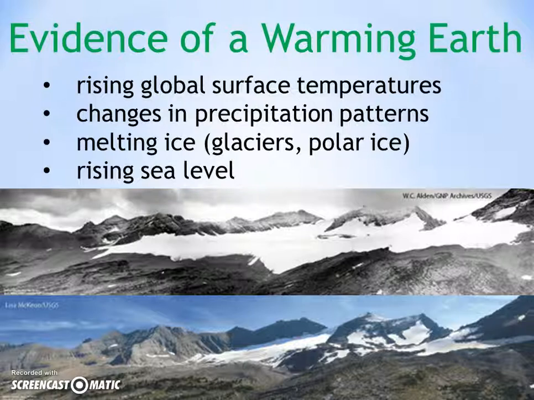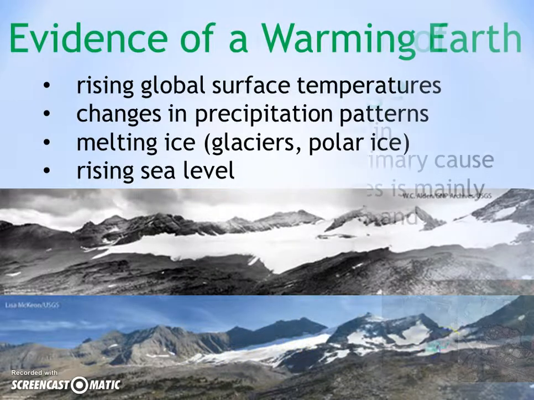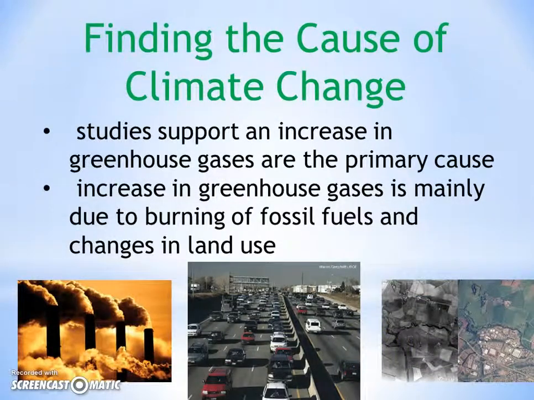So if you take a look at the images here, the first image is from 1950. Okay, this is from the Glacier National Park in Montana. You can see that there's plenty of glacier there. And then the other is from 2005, and you can clearly see that the glacier has dissipated.